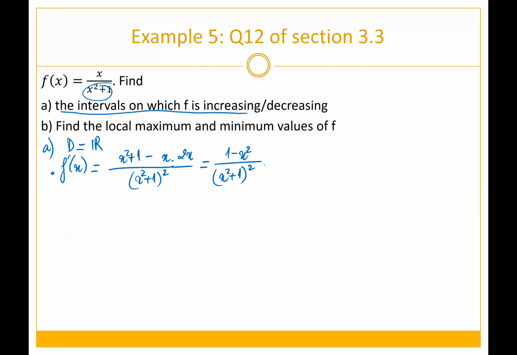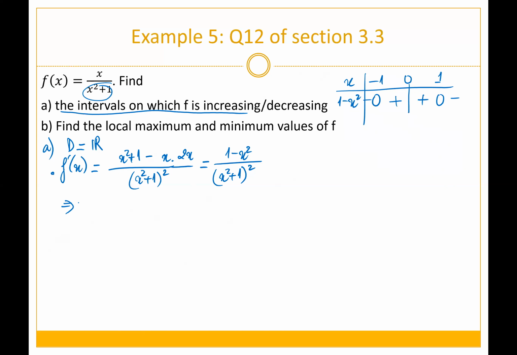Now we're asked to find where it's increasing or decreasing. Again, you don't need to look at the denominator because it's always positive regardless, so all we care about is the numerator. If we set this equal to 0 and identify the intervals where it's negative and positive, you have 1 minus x squared. It's 0 at these two points, and in between it's positive, and outside it's negative. So the sign of f prime of x depends entirely on 1 minus x squared.